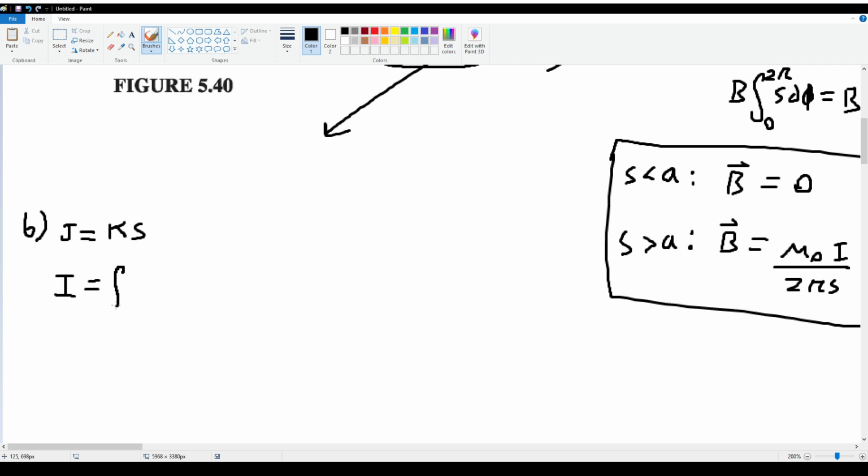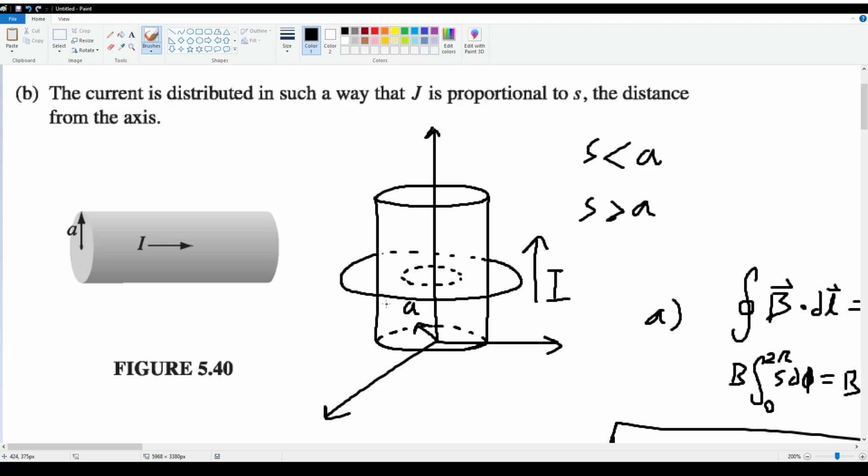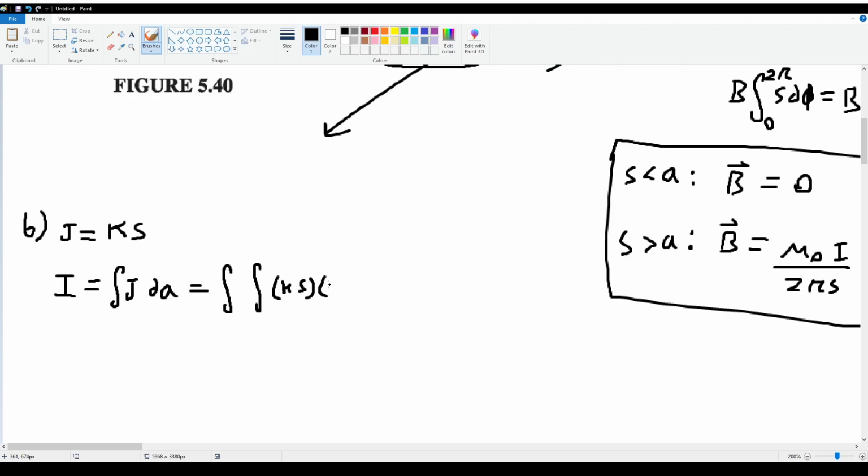So I equals the integral of J dA, which becomes a double integral, right? J is K S, and dA, the area element in cylindrical coordinates, is S ds d phi.